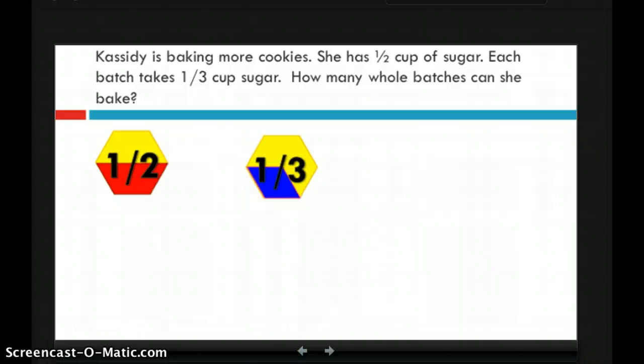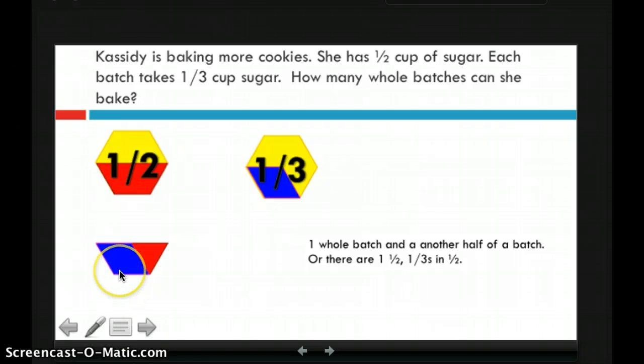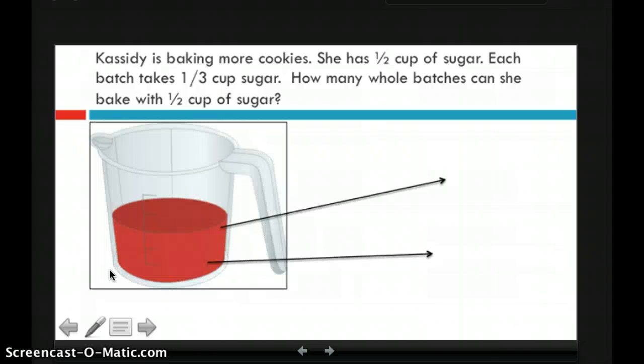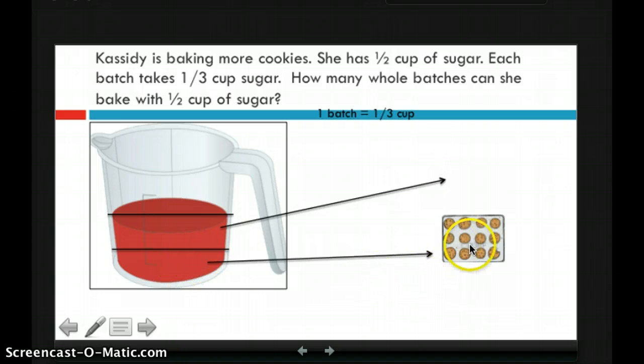Let's place the 1/3 over the 1/2 to see how much we will have. We have enough for one whole batch and another half of a batch, or there are 1.5 thirds in half. Let's look at this with pictures. We have half of a cup of sugar, and we need 1/3 cup for each batch. Let's break the cup into thirds. Now, 1/3 will make one batch of cookies, and we have enough to make a half.